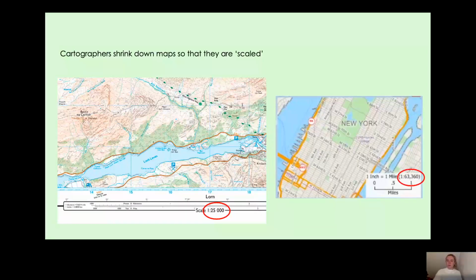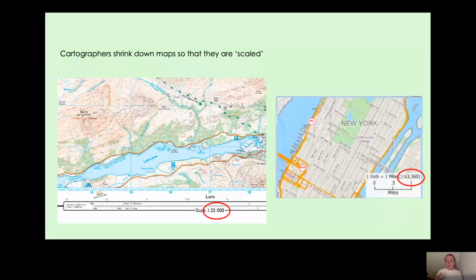Okay, so look at the one in New York, the map of New York. Well, what's the scale here? It says 1 and then 63,360. Can you pause the video? What does that mean? Okay, year 2, what did it mean? Well, yes, it means that in real life, the objects shown on the map are 63,360 times bigger than they're shown on the map.